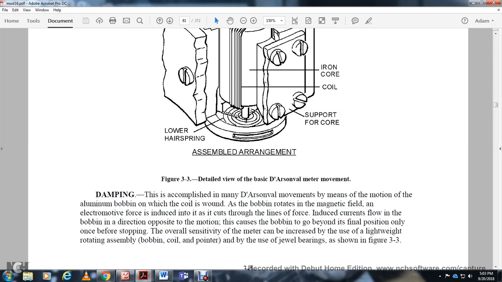Damping is accomplished in the D'Arsonval movement by the motion of the aluminum bobbin with the coil of wire through the magnetic field. The electromagnetic force induced by the cutting of the lines of force causes a current to flow in the bobbin in the direction opposite to the motion, so the pointer goes to and slightly beyond the final position only once before stopping. The overall sensitivity of the meter can be increased by making the rotating assembly of bobbin and coil light in weight, with the pointer pivoting on jeweled bearings as in Figure 3.3.